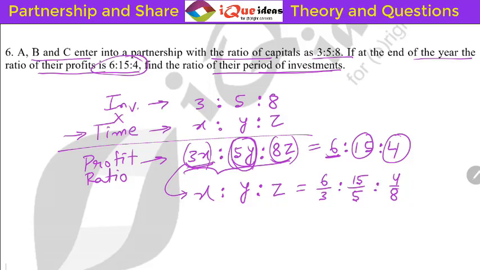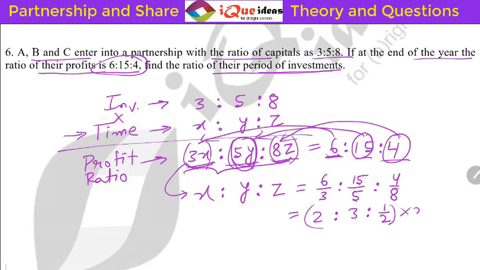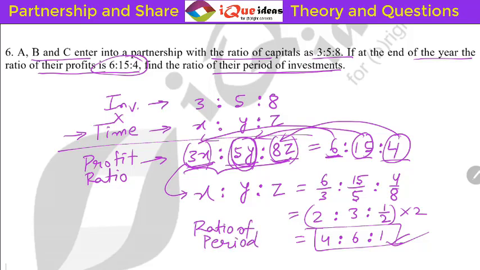Okay. So 3x is to 5y is to 8z was 6 is to 15 is to 4. So directly x is to y is to z will be 6 by 3, 15 by 5 and 4 by 8. Right. So if you simplify, 6 by 3 is 2, 15 by 5 is 3 and 4 by 8 is 1 by 2. So multiply by 2 in the entire ratio: 2 2s are 4, 2 3s are 6 and 1 by 2 into 2 is 1. So the ratio of period of their investment, the ratio of time interval, is 4 is to 6 is to 1, and that is the answer of this question.